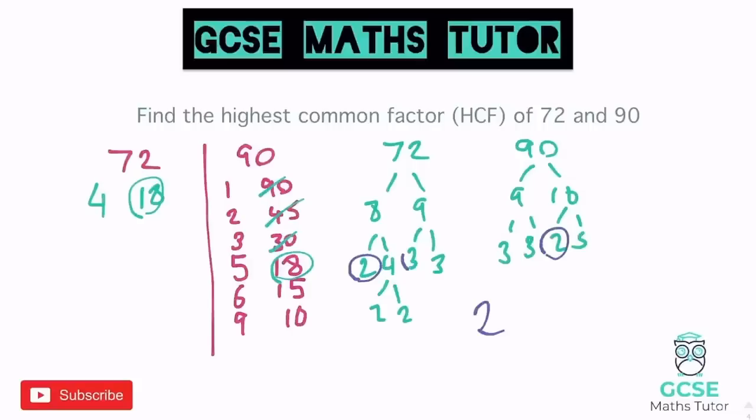They both have a 3. So times 3. They both have another 3. And that's all that they share. 2 times 3 is 6. Times 3 again is 18. So we can get our highest common factor using our prime factor method as well.